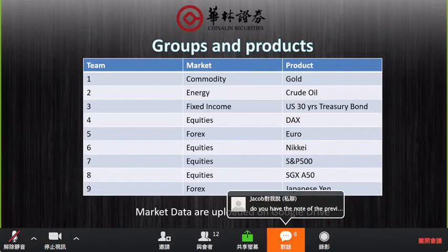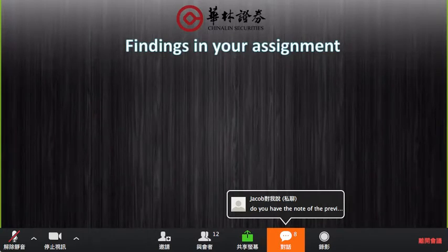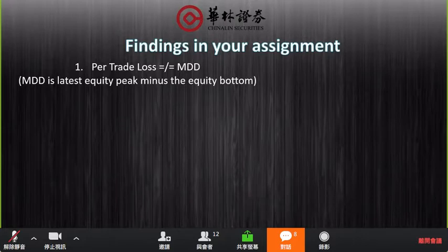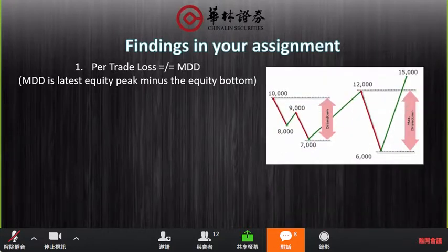Then some findings in your assignment. First of all, I noticed some of you may have mixed up the idea of the loss in one trade versus what we call MDD, maximum drawdown. Actually, the maximum drawdown is the decline from the latest peak of your equity curve. For example, when you start trading, you have an equity curve; sometimes you win, sometimes you lose. It's just recorded in a graph. So you take the latest peak of the equity curve minus the latest bottom, because sometimes it moves like this.